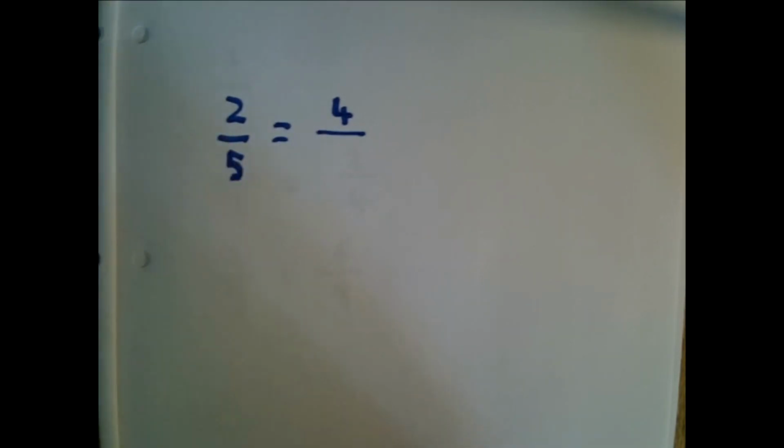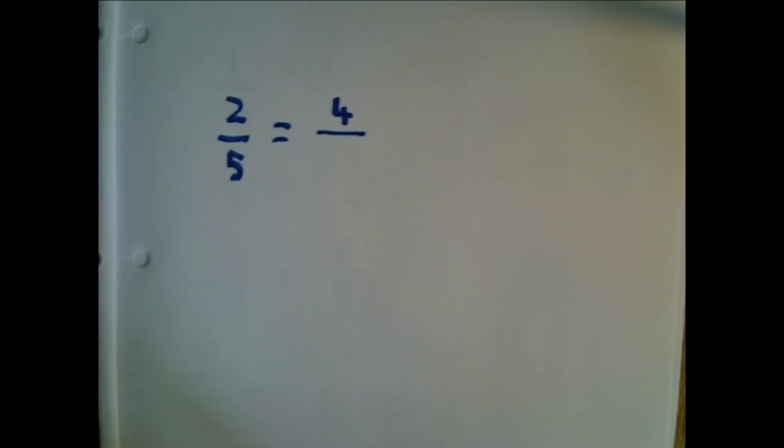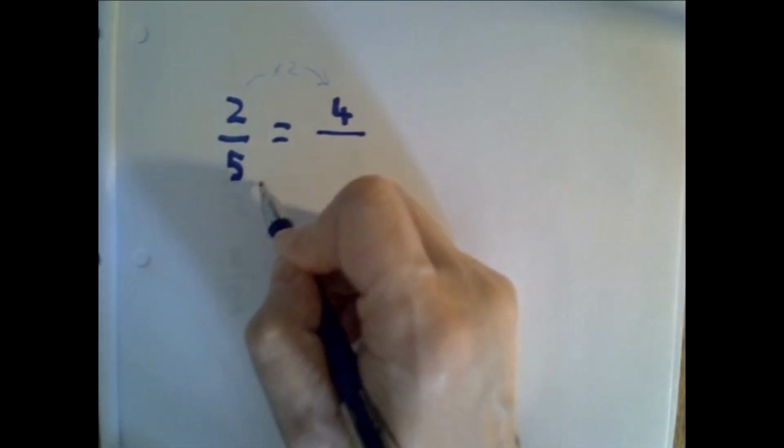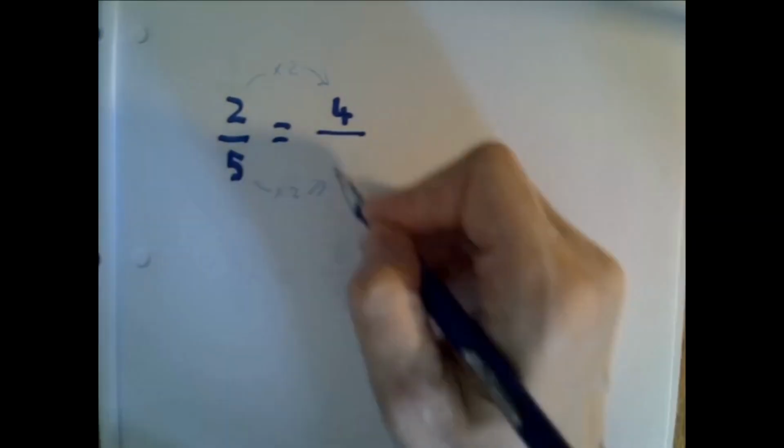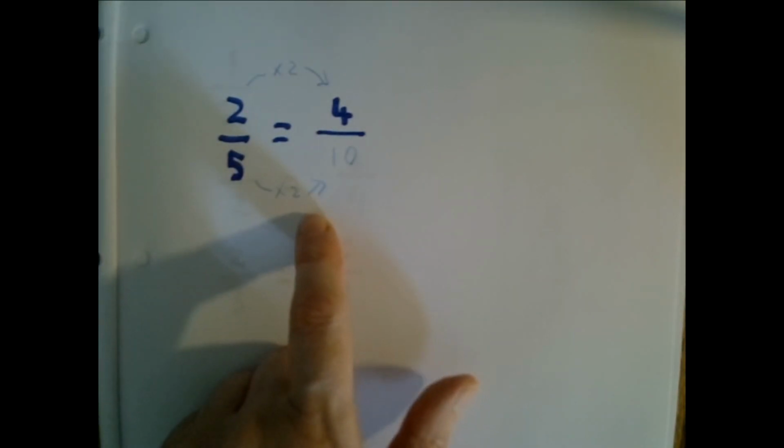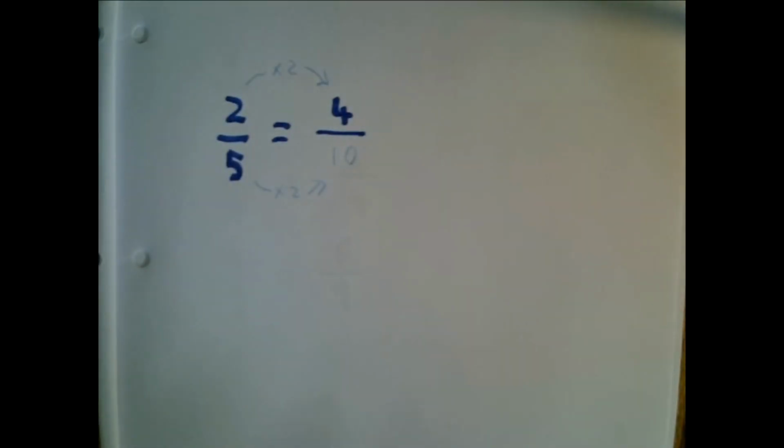If we didn't have the Cuisenaire rods, you'd be thinking, okay, what did I do to the numerator? I multiplied it by 2. I better do the same to the denominator, multiply it by 2 and get the 10. In fact, teachers quite often do this. They do times 2, a little arrow, times 2, a little arrow, and making that a 10. So if you were doing it the normal way, that's how you would do it.